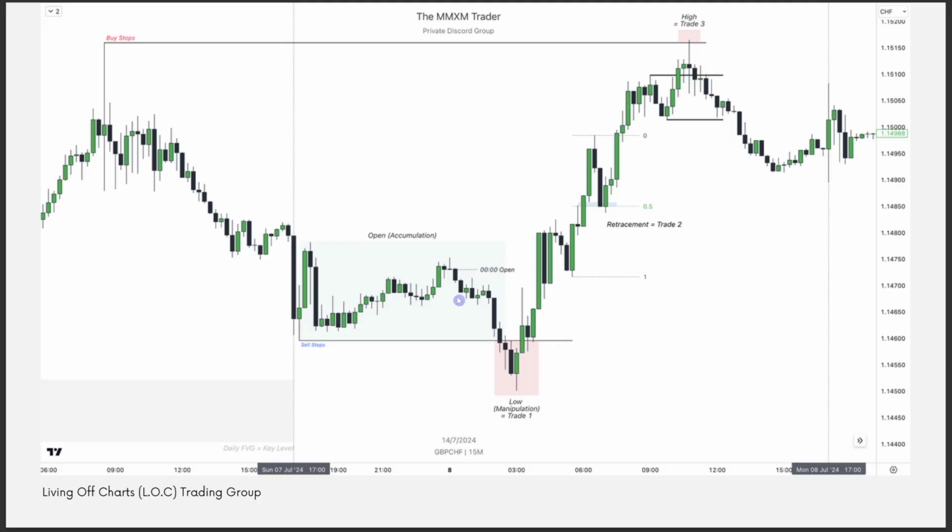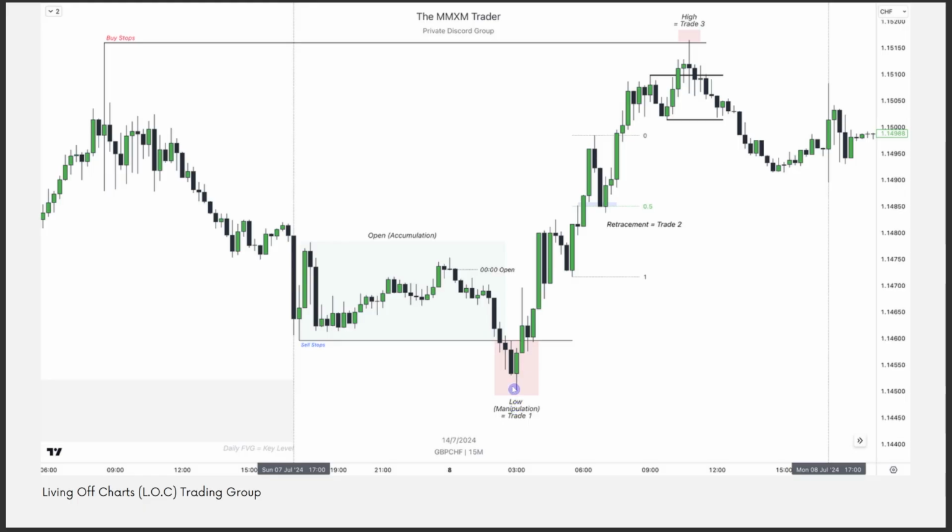So a classic buy day is always a manipulation during the London session, creating a low of the day, and then an expansion higher for the rest of the day. So we had this nice accumulation, sell stops resting below those lows. New York midnight opening over here, London session trades lower, and this is the manipulation phase. So this is trade opportunity number one.